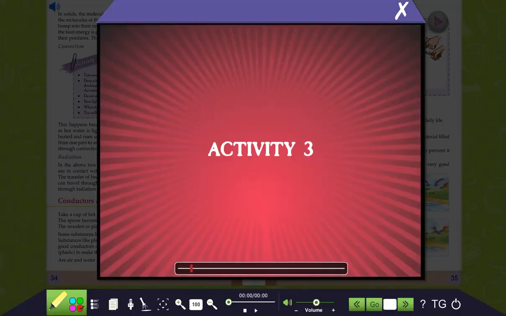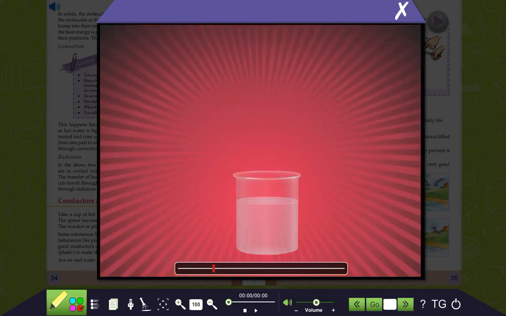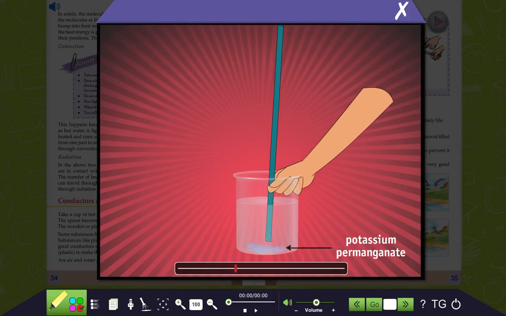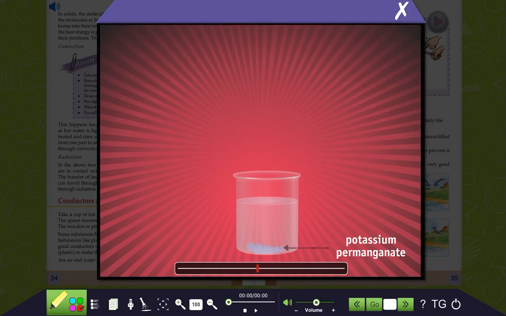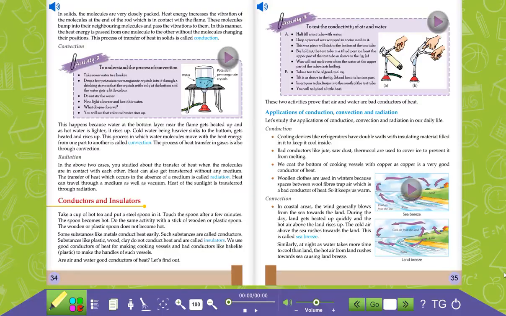Activity 3. To understand the process of convection, take some water in a beaker, drop a few potassium permanganate crystals into it through a drinking straw so that the crystals settle only at the bottom and the water gets a little color. Do not stir the water. Now light a burner and heat this water. What do you observe? You will see that colored water rises up.